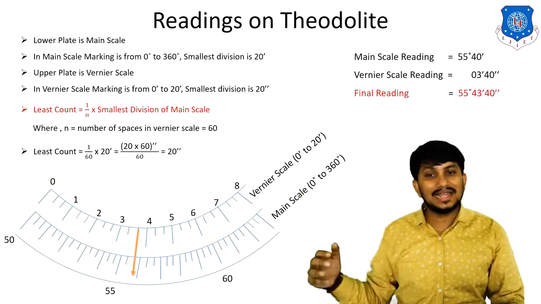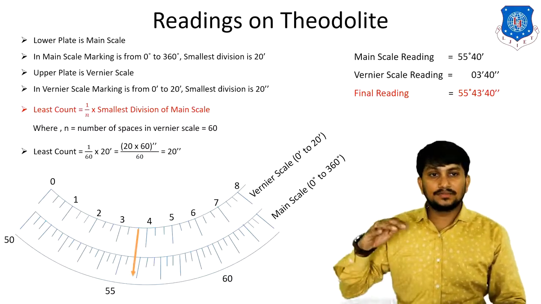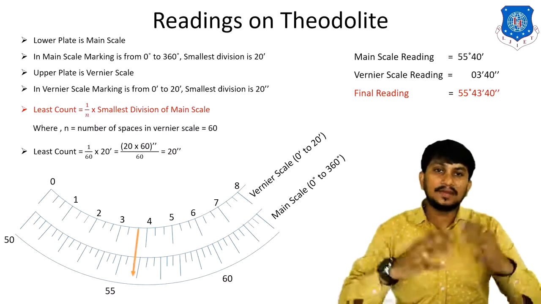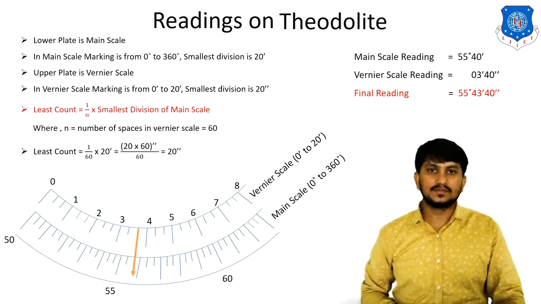So the final reading is the summation of the main scale and Vernier scale readings, which is 55 degree, 43 minute and 40 seconds. This is how the readings on a theodolite can be taken.